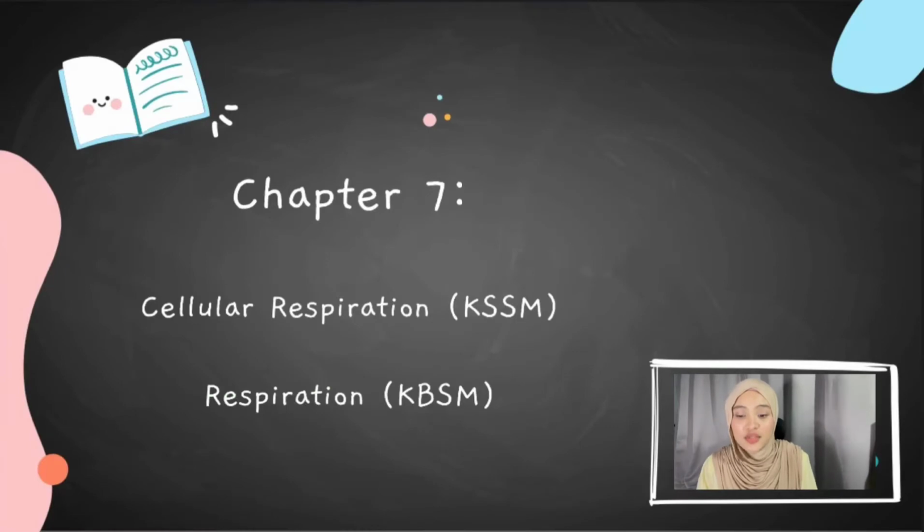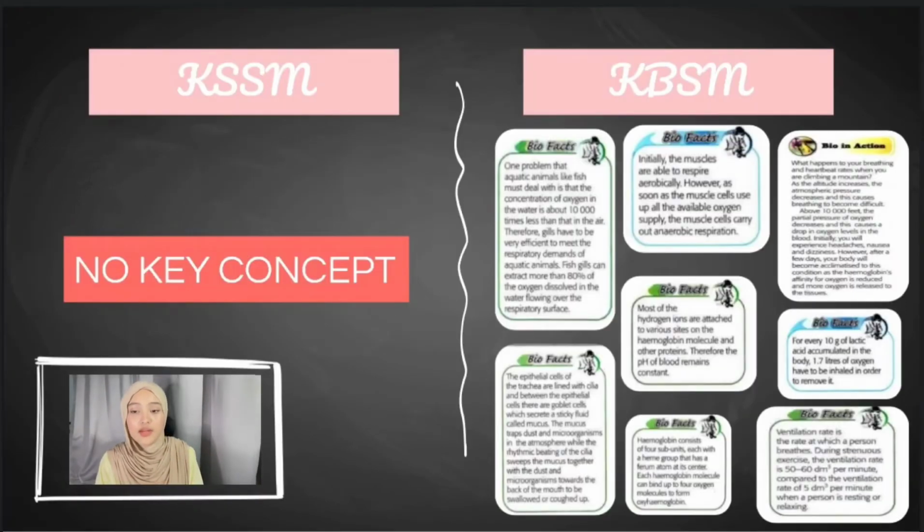Okay guys, we are halfway there. We are already at Chapter 7. Alright, the main topics for Chapter 7 are cellular respiration in KSSM textbook and respiration in KBSM textbook. Now, I will explain the difference of key concept in 2 topics, which are the cellular respiration topic and respiration topic in KSSM textbook and KBSM textbook. As for KSSM textbook, there is no key concept.